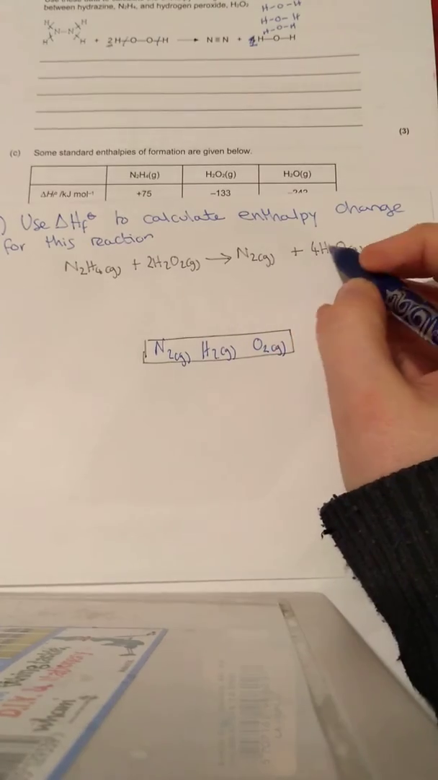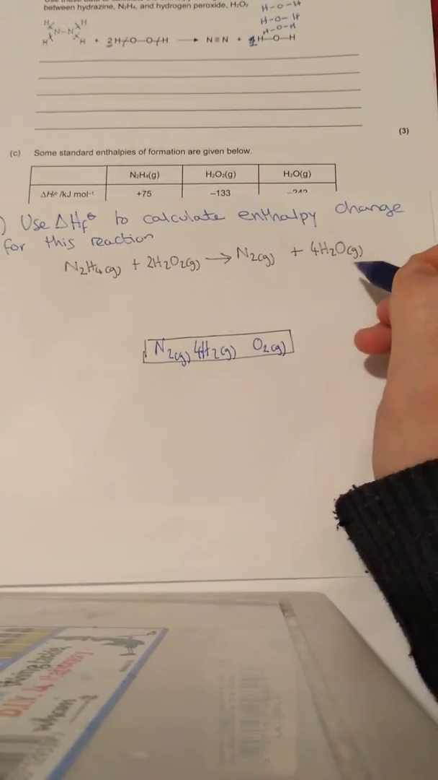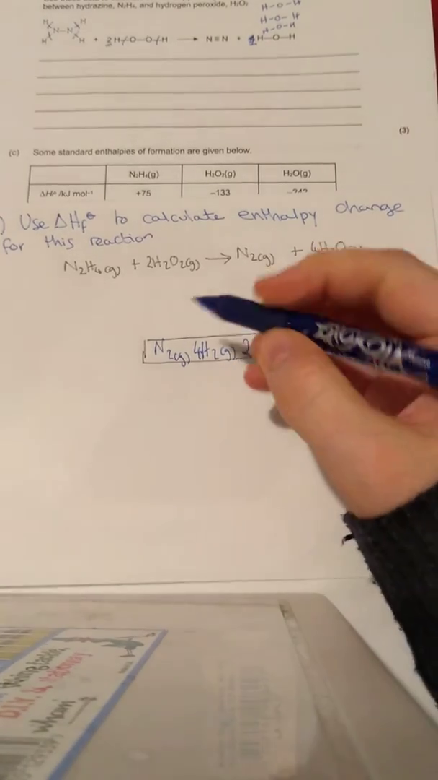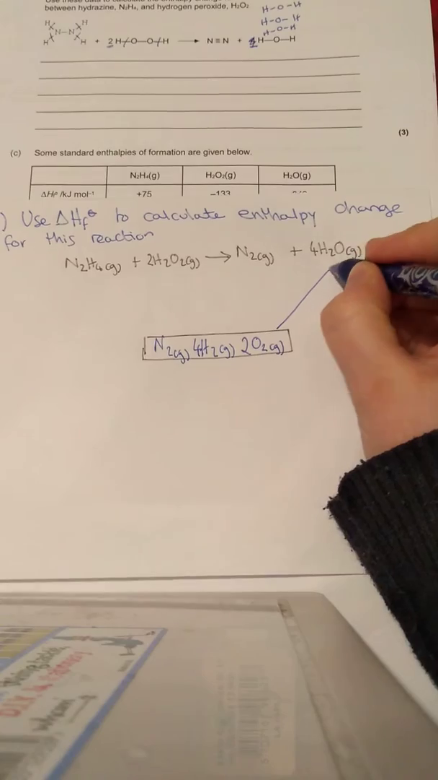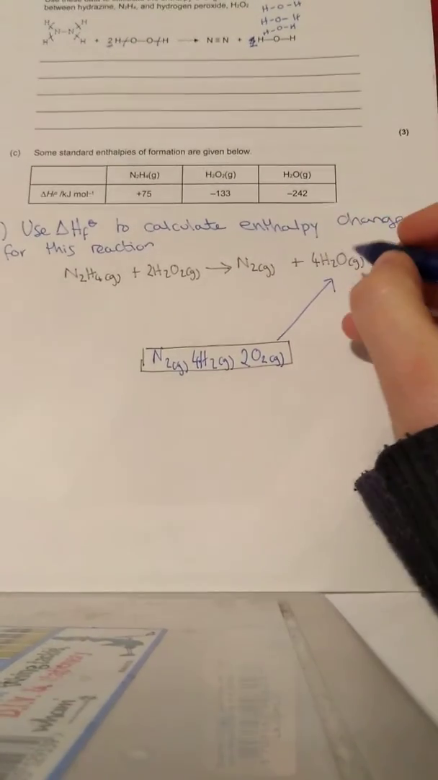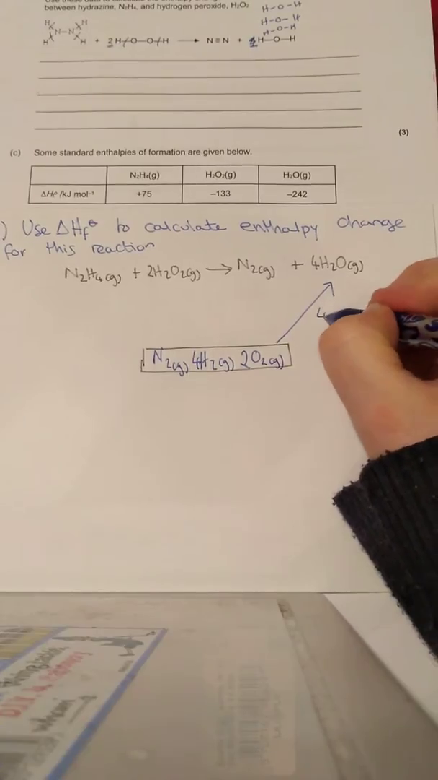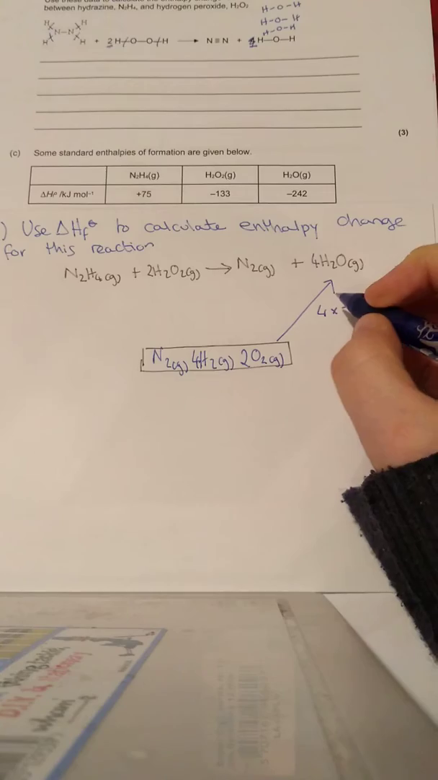And ideally we want to balance these, so we've got 8 there, we need to put a 4, double that, and that's fine. So let's do all our arrows going up to see what we're having formed. So we're forming water, got 4 moles of it, so it's going to be 4 times minus 133, which we get from the table.